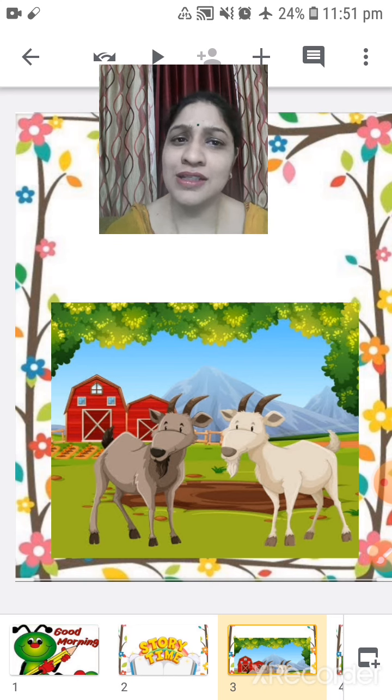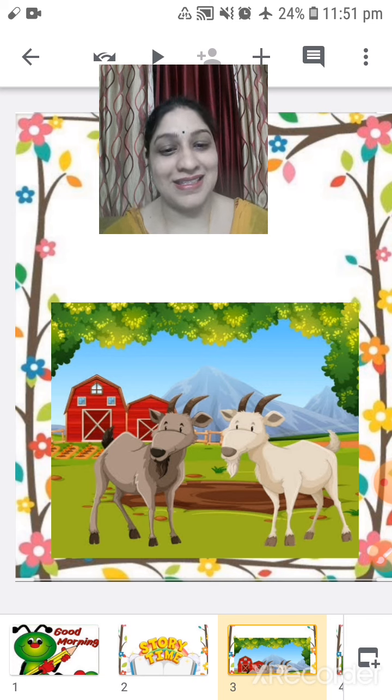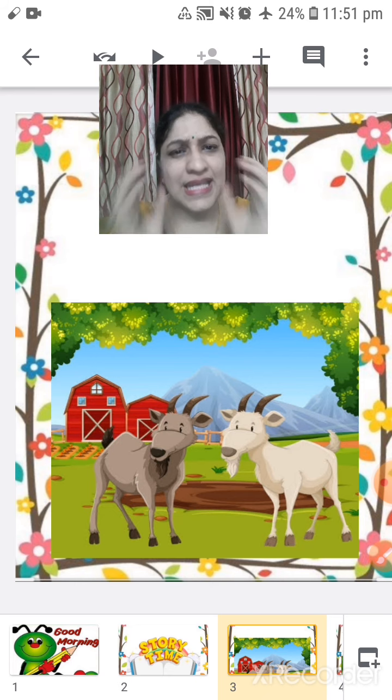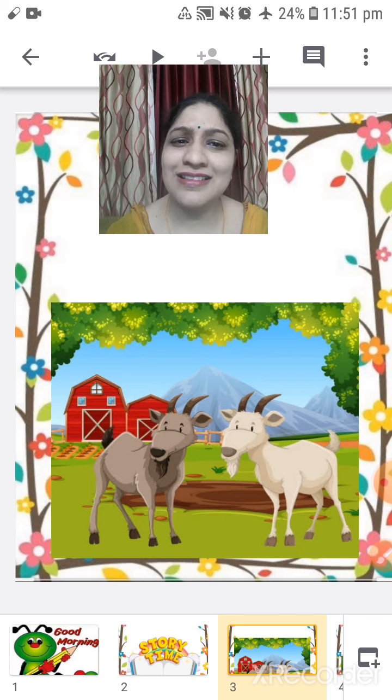And what sound does a goat make, children? Meh, meh. Yes or no? Yes. You can also make meh, meh. Yes. And these two goats in this story are silly. Why silly, children? Yes, because they kept on fighting every time. So we are going to learn a story of two silly goats.